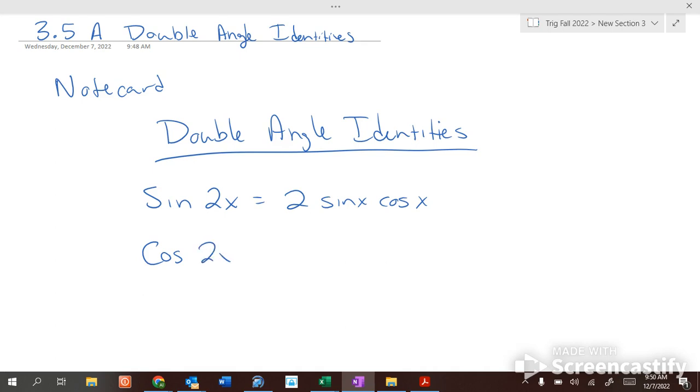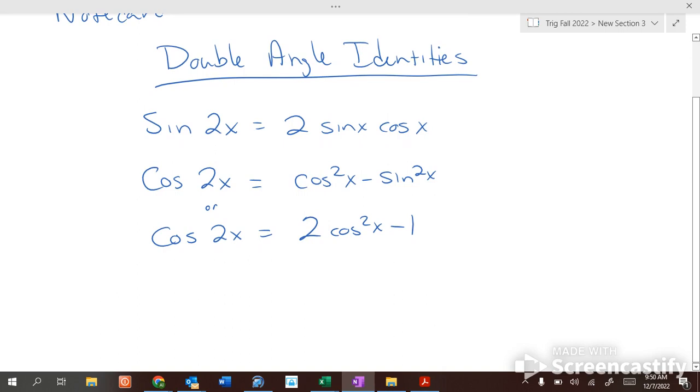The cosine of 2x has 3 different ones you can use. One of them is cosine squared of x minus sine squared of x, or the cosine of 2x is also equal to 2 cosine squared of x minus 1, or you could use the cosine of 2x equals 1 minus sine squared of x. You can use any of those three.